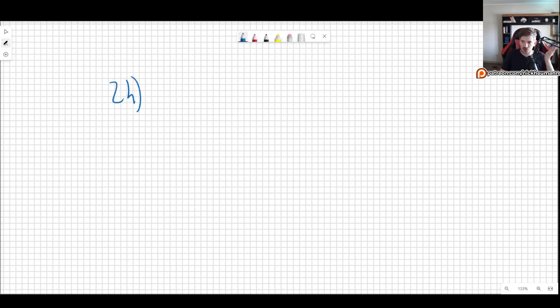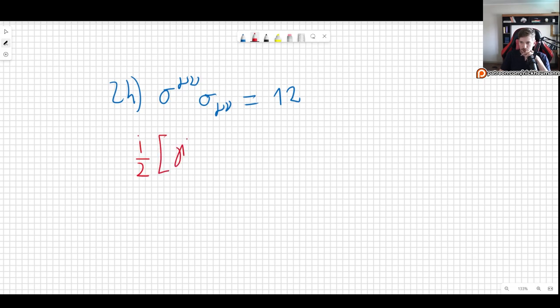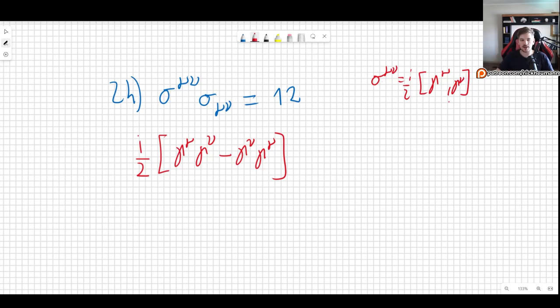So this part asks us to show that sigma mu nu sigma mu nu is equal to 12. So how do we go about this? Well, let's just plug in what sigma is. So I over 2, and then we have gamma mu, gamma nu, I'm just multiplying it already, so gamma nu, gamma mu. Because never forget, sigma mu nu is equal to I over 2 times the regular commutator of gamma mu, gamma nu, and the same thing for the lower indices, times I over 2, gamma mu, gamma nu minus gamma nu, gamma mu.